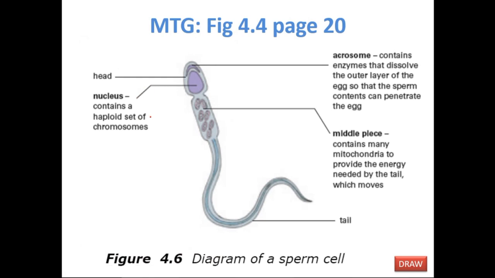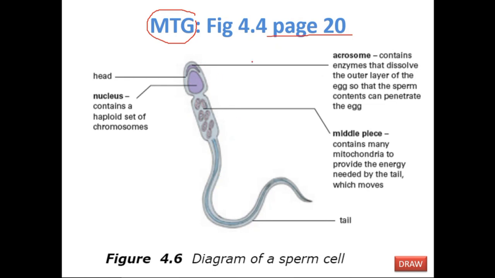Okay, and this is just a picture of the sperm cell. Okay, this is a normal sperm cell, obviously. Very important here in Mind the Gap, figure 4.4 on page 20, if you have the Mind the Gap textbook. This picture you need to be able to draw in the exam as a sperm cell. Okay, you would see in the corner here it says draw, because I always tell my learners, learn to draw this. And it's drawing and labeling for about 6 marks. And this is a bread and butter mark question, grade 12. You should get this quite easily.